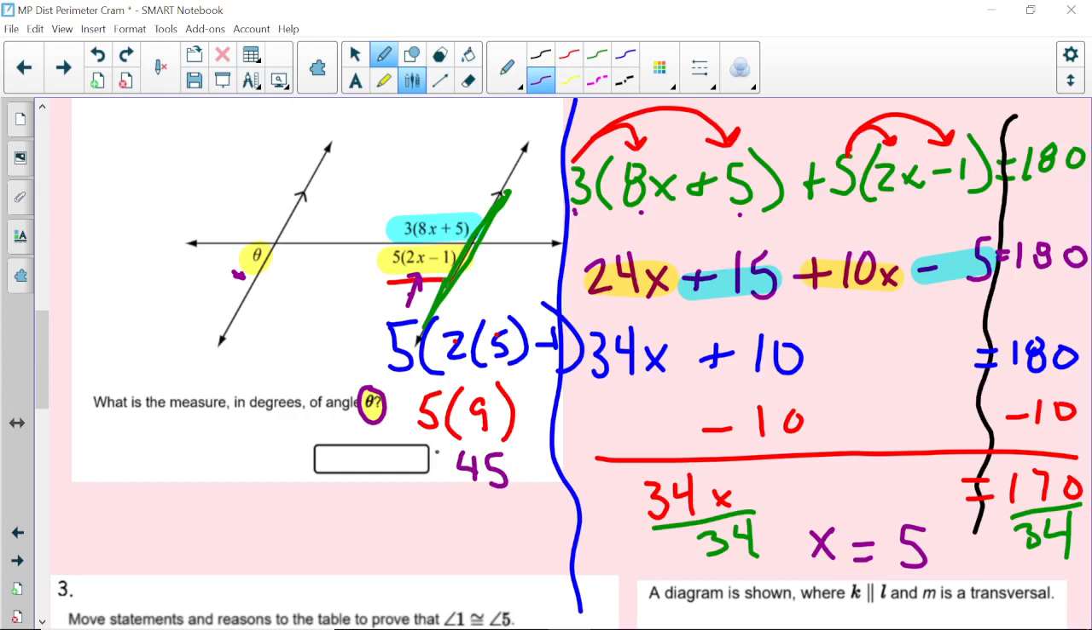So that means that this angle highlighted in yellow is 45 degrees. And since it is corresponding in the same position as theta, theta is congruent. So our theta is also 45 degrees.